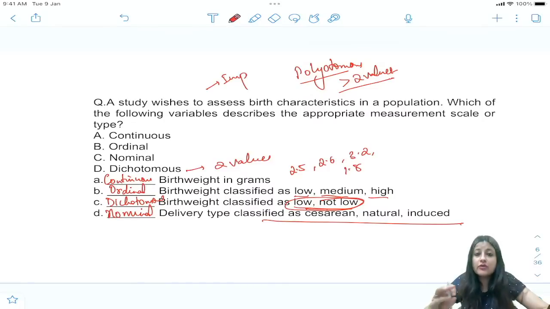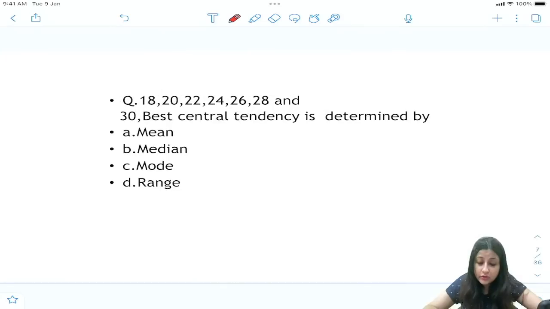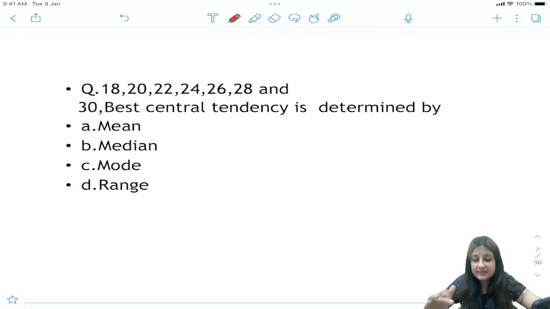Okay, chalo. So you've done types of variables, you've done scales of measurement. Now let us go to measures of central tendency. Batao, have you heard these terms? Mean, median, mode and range. Have you all heard these terms, everybody? Kya hai ye? Best central tendency is determined by. Have you heard these terms?